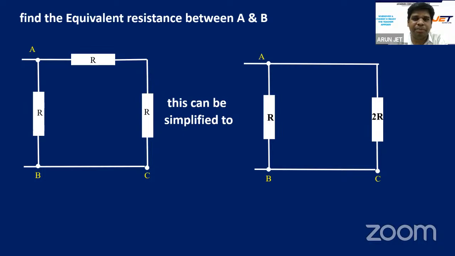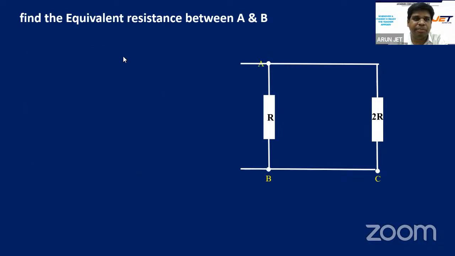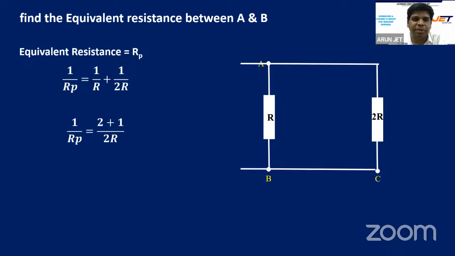Now let's find out. 1 by R plus 1 by 2R, so on. So further simplifying, 2R by 3. So RP is 2R by 3. Is 2 by 3 less than 1? So it is lesser than R, around 0.66 R. That makes complete sense. Yes, less than R. Excellent students.